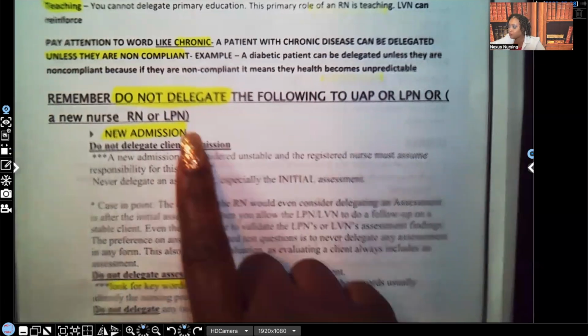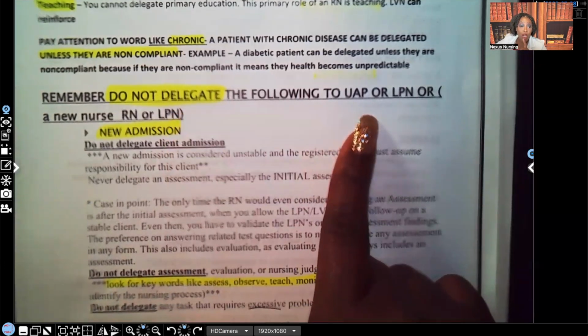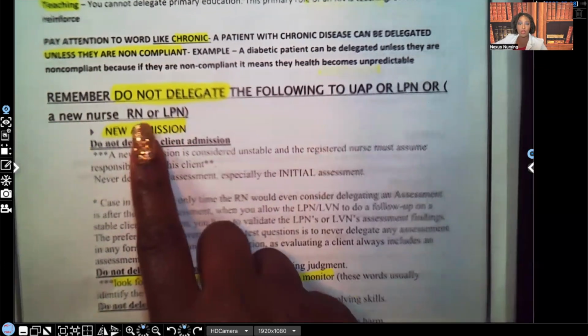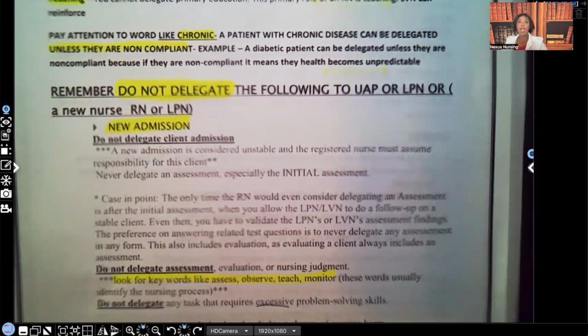the LPN, okay? Remember, do not delegate the following to a UAP or a new nurse or LPN. Let me stop right there before I even go over that list. Let me explain why. That new nurse or LPN, when they are new, they're new either to the profession or they're new to your floor. They won't understand what to look for in depth. They won't understand the teaching that they need to do in depth. They won't understand those complex situations that may arise that a seasoned nurse who's been doing this for a while may, okay? That's what they mean by that.